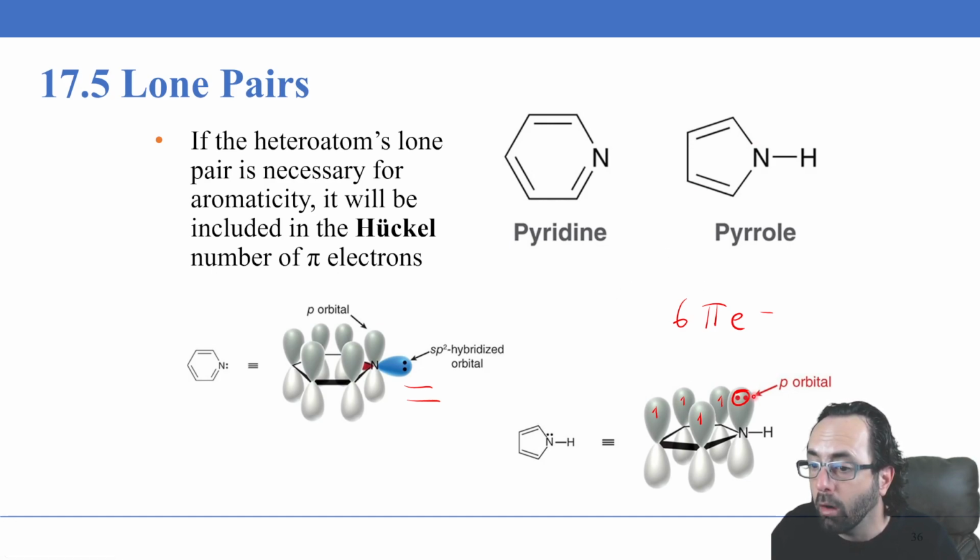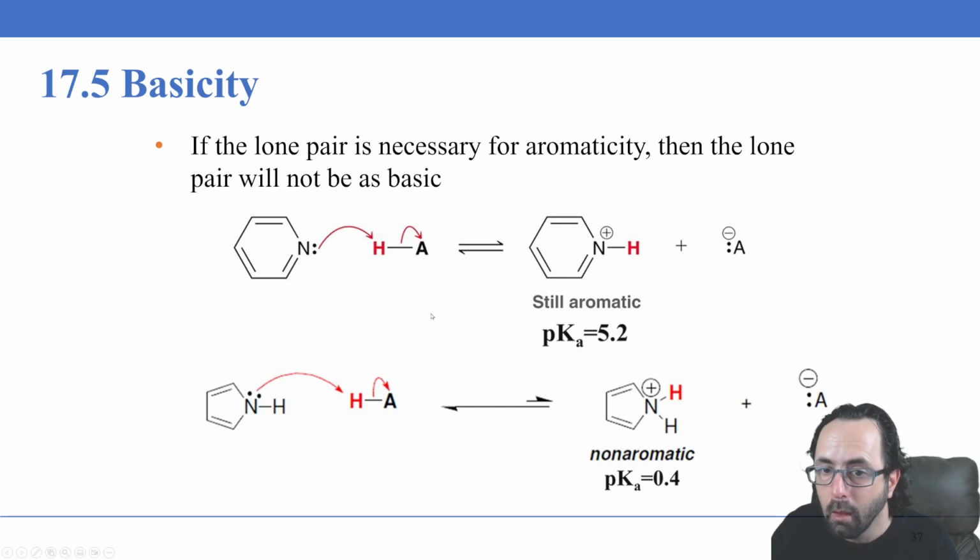These electrons are in the pi bond there. If the lone pair is necessary for aromaticity, then the lone pair will not be as basic, because it's going to be spread out and delocalized across the entire ring. So in the case of the pyridine here, this nitrogen has a localized lone pair, so that is quite basic. And so we can see that it can accept a proton and make this protonated nitrogen with four bonds, no lone pairs. So this is a positive formal charge. So the pKa of this as an acid would be 5.2.